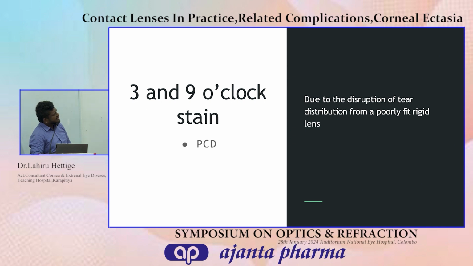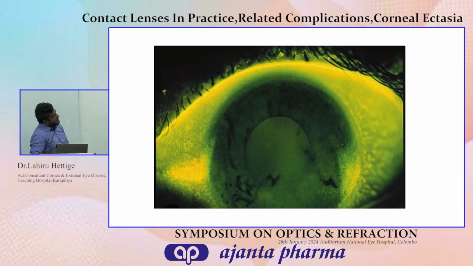So 3 and 9 o'clock stain is a very common problem with hard lenses. So 3 and 9 o'clock stain, in the sense you have these 3 o'clock and 9 o'clock epithelial erosions in the cornea. Nobody knows why this happens exactly, but it is supposed to be due to poor tear film distribution. This happens due to hard lenses.